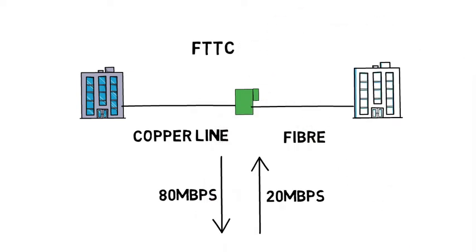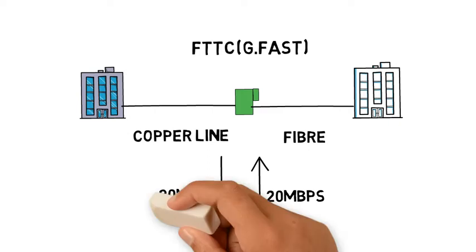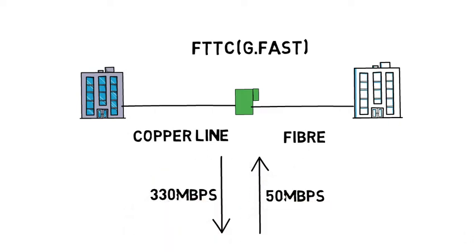More recently, the cabinet equipment has been further developed to create a product called G-Fast. This uses the same copper wire to offer up to 330 megabits downstream and 50 upstream. This, however, is only available to those within a couple of hundred meters of an upgraded cabinet, so will have limited availability.